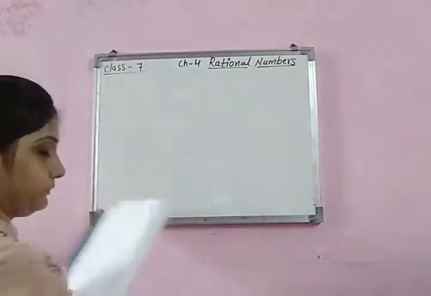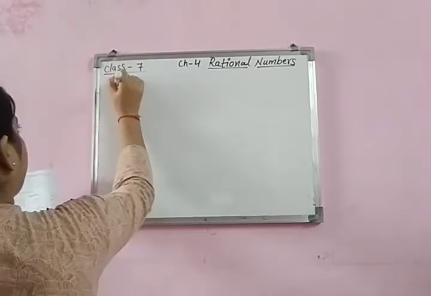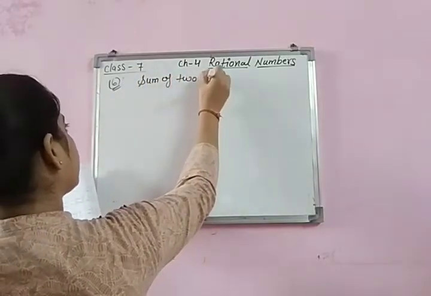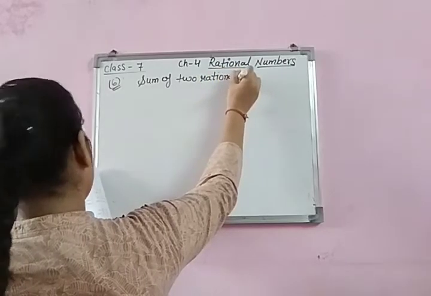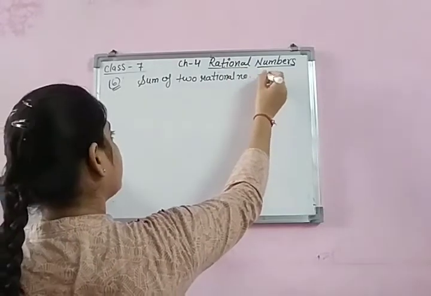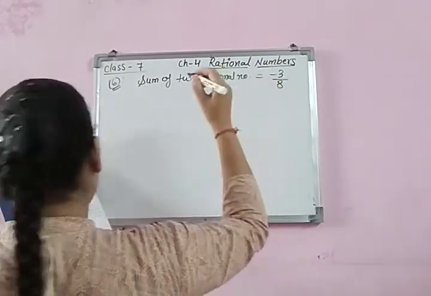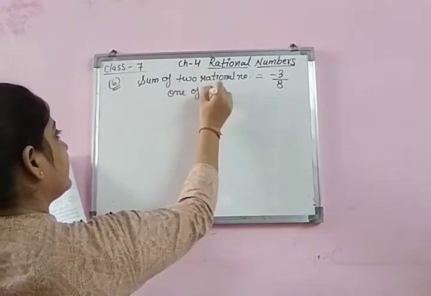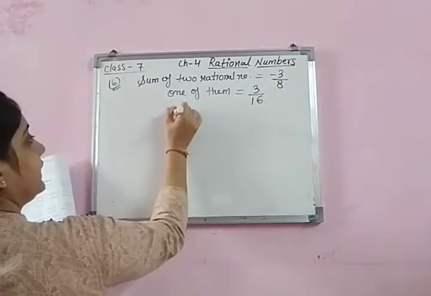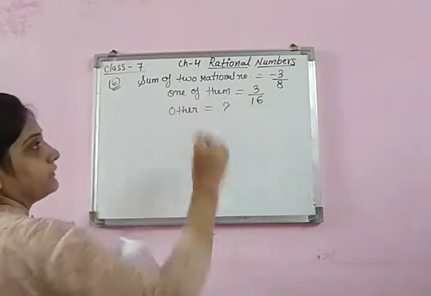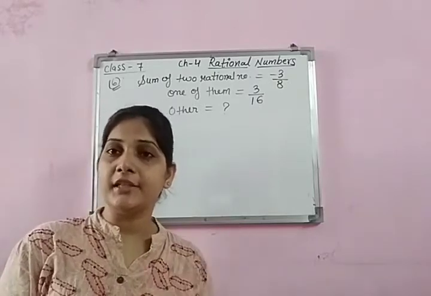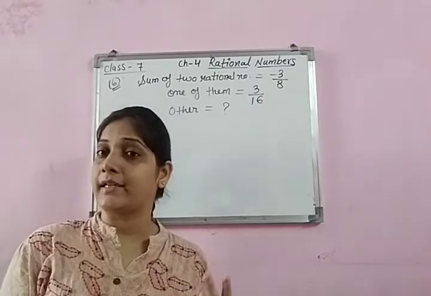Question number 6. The language is, I am writing in short, sum of two rational numbers. The same question we have performed for integers also, we had already done. The sum of two rational numbers is given, negative 3 by 8, and one of them is given, 3 by 16. We need to find the other. So what is given, children? The sum of two rational numbers. It means their addition is given. One of the rational numbers is given. You have to find the other one.